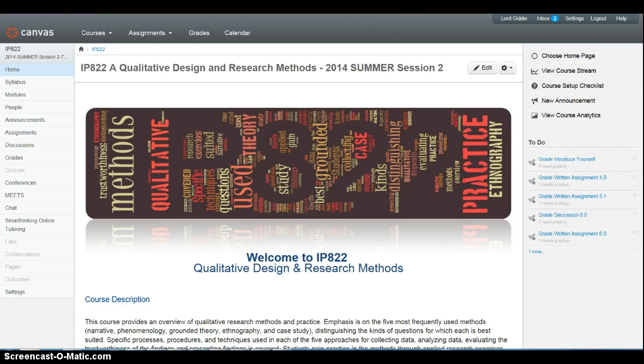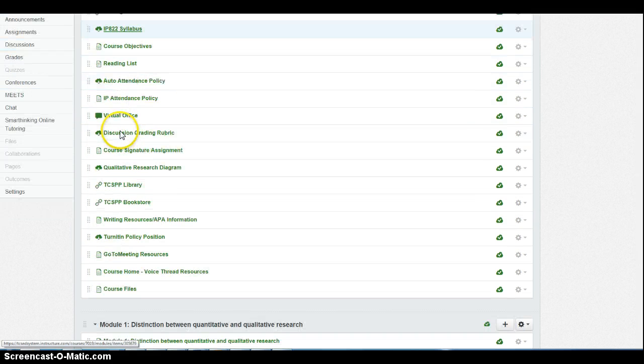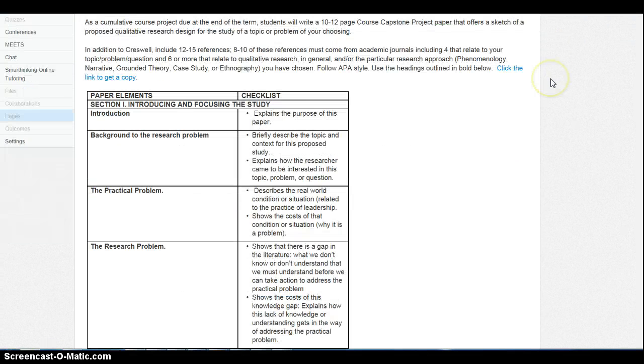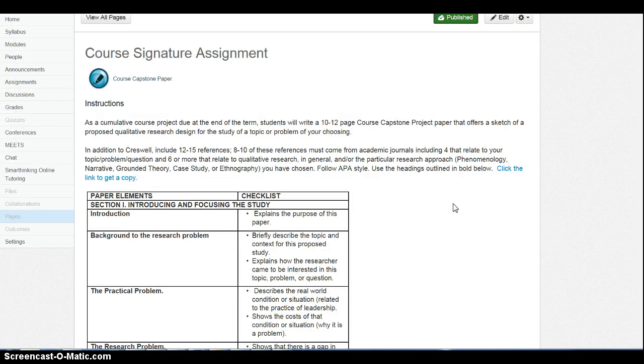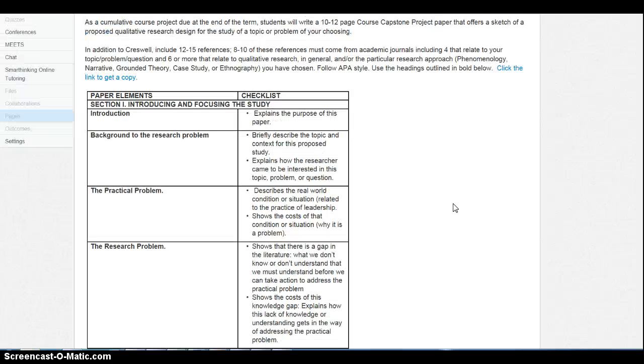So this is our course. Now what I wanted to point out is, if you go to modules and in the course homepage, there is a document right here, course signature assignment. So click on this document. Here you will find an outline of what we are expecting at the end of the term. So what am I looking for?